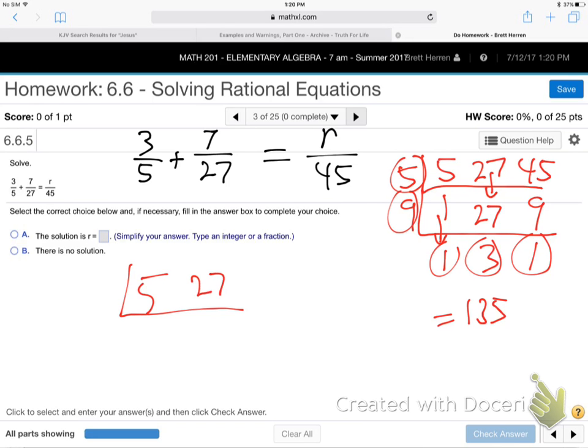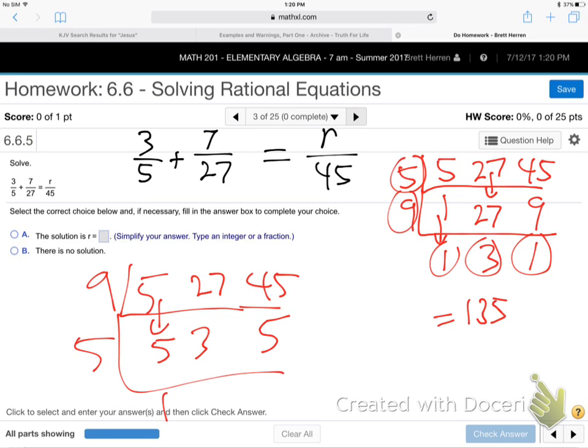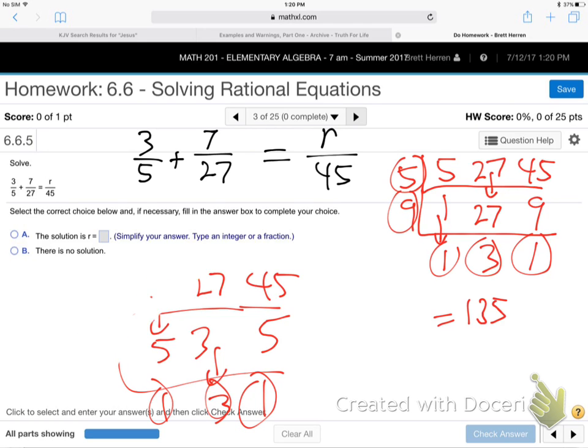You know, 5, 27, 45. You could have started with the 9. 9 goes into 27 3 times. 9 goes into 45 5 times. Bring down the 5, and then 5 goes into 5 one time, bring down the 3. That'll work too, right? 9 times 5 times 1 times 3. Doesn't matter what order you do them in. Same answer, 135. So 135 is the common denominator.